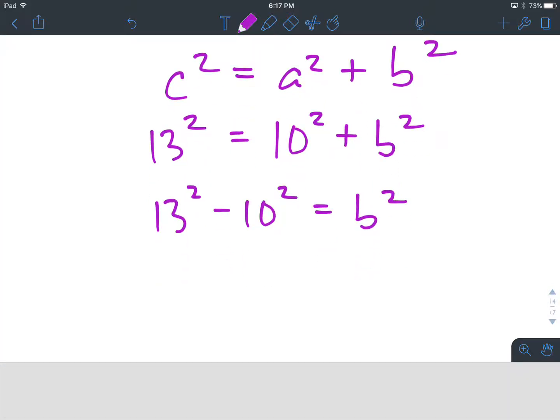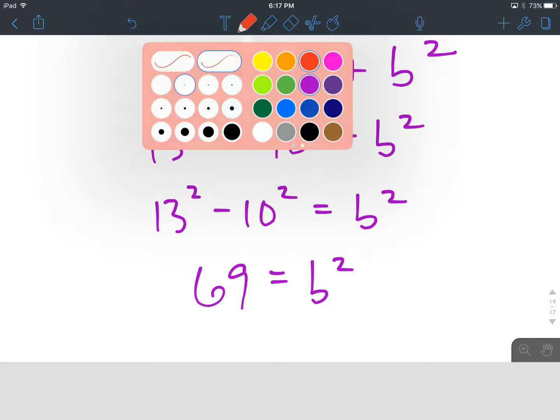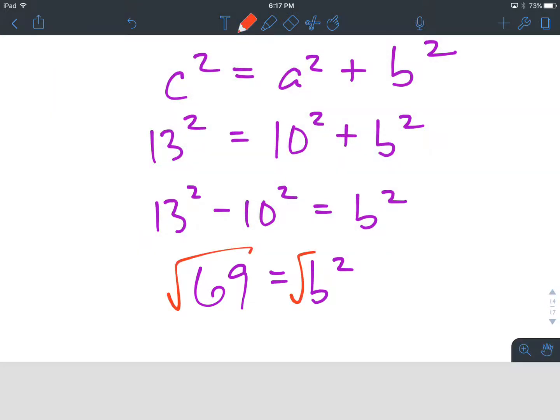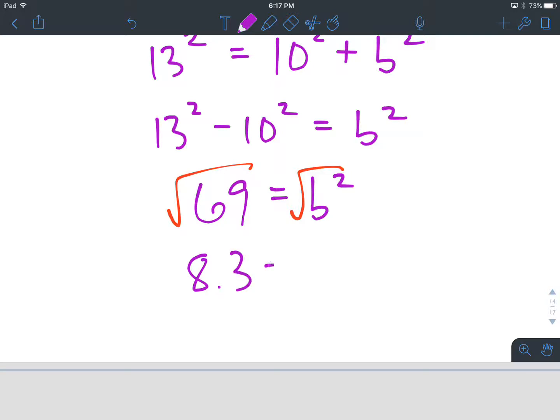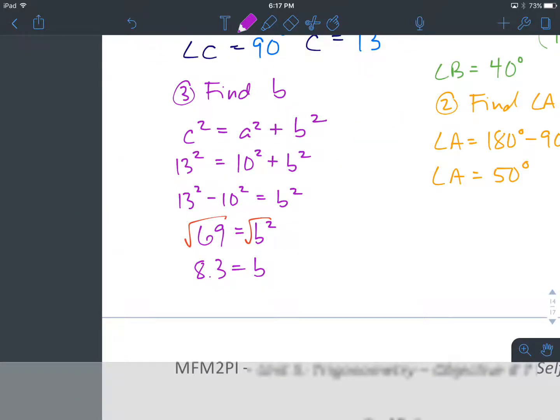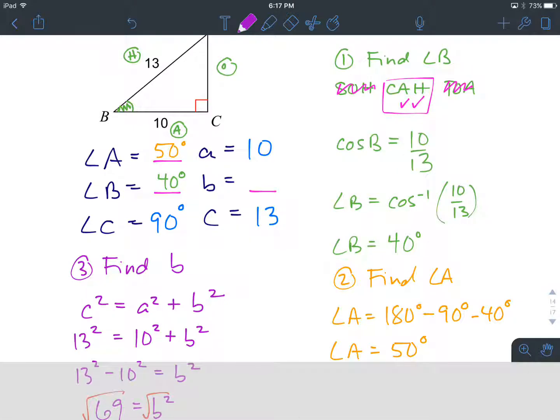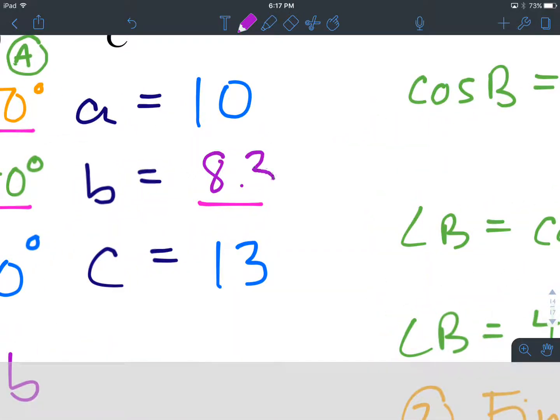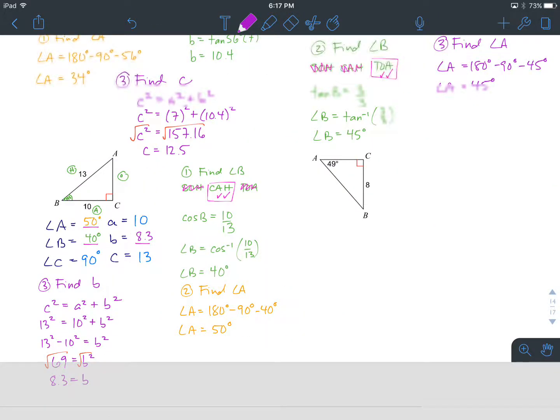And let's type that into our calculator now. So 13 squared minus 10 squared is going to give us 69 equals b squared, and b then will be the square root of 69, which when we type in gives us 8.3. So 8.3 equals b, and we'll put that in the table. 8.3. And that finishes up our third example.